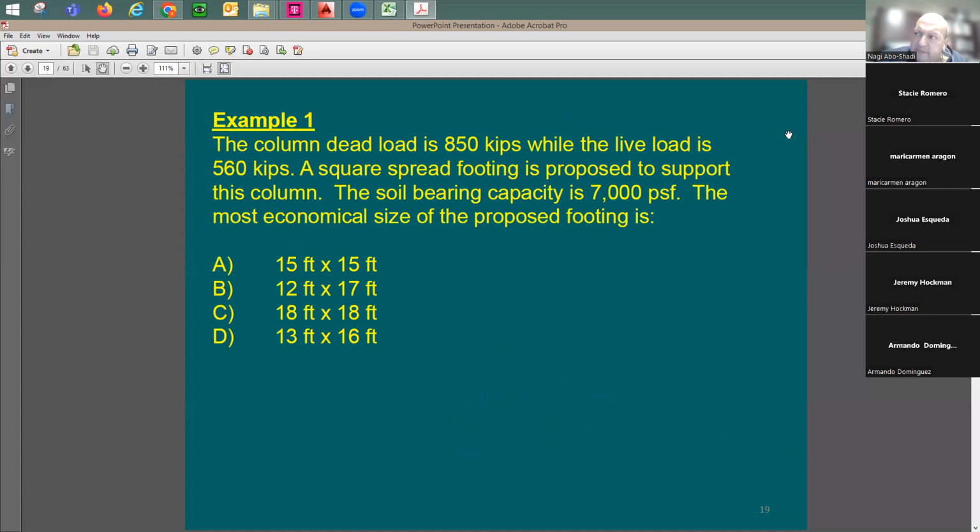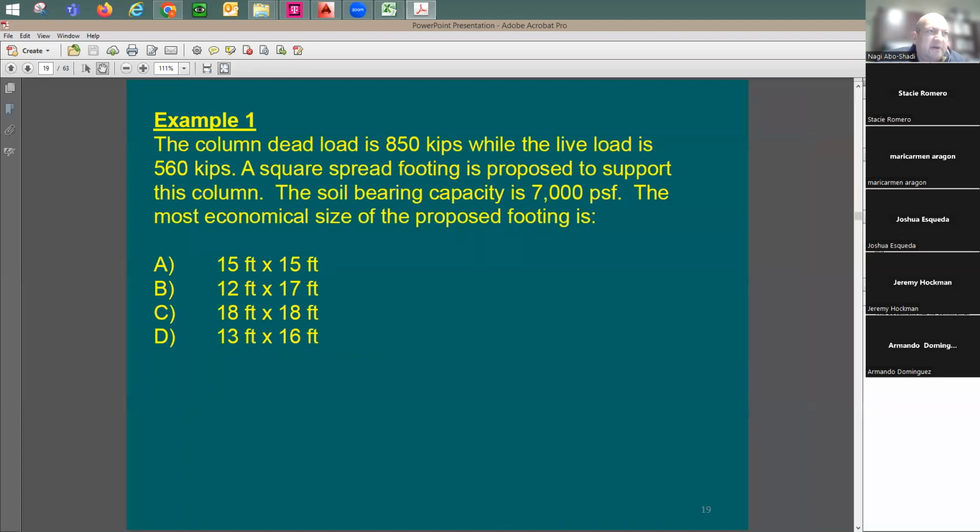One example, since the concept is that simple. It says here dead load is 850, live load is 560, a square footing is going to be used. Soil bearing pressure, 7,000 pounds per square foot, or 7 KSF. So I can say this gives you the same as, if I may write here, 7 kip per square foot.